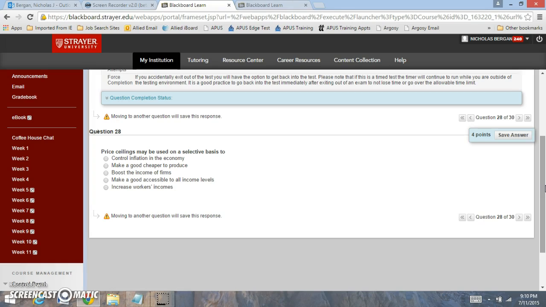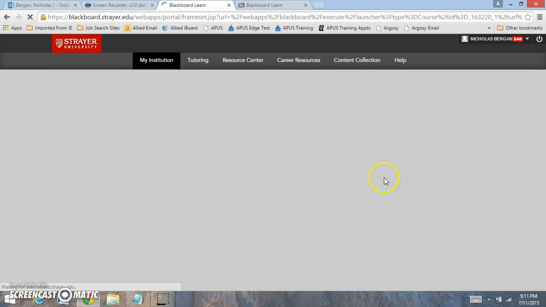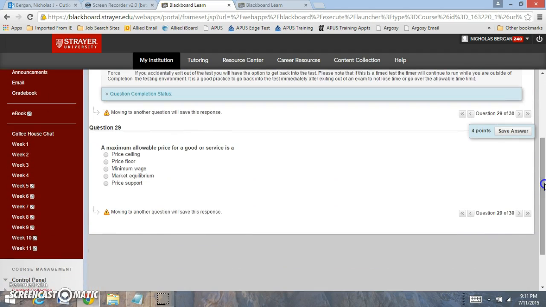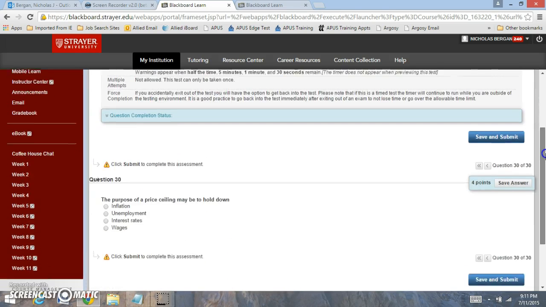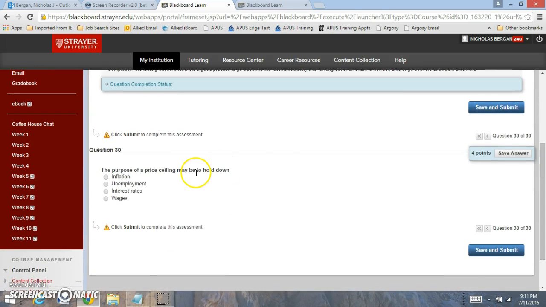Price ceilings. This is when the government utilizes highest prices that can be charged for goods. Government mandated. Rent control is a good example of this. Maximum allowable price for a good or service. Price ceiling. And that's the last question. If you have any questions over these concepts, please let me know, but I look forward to your reference.